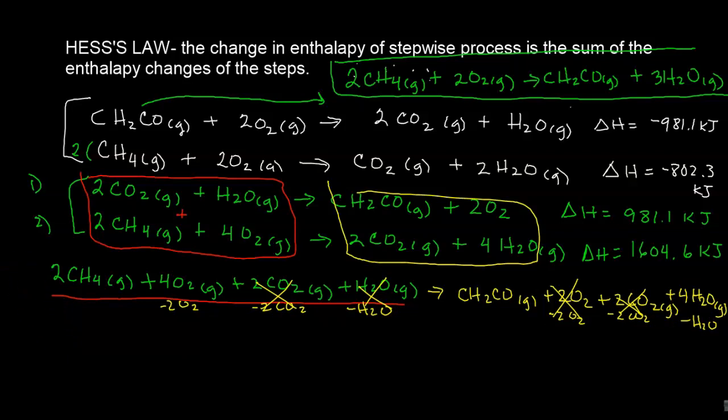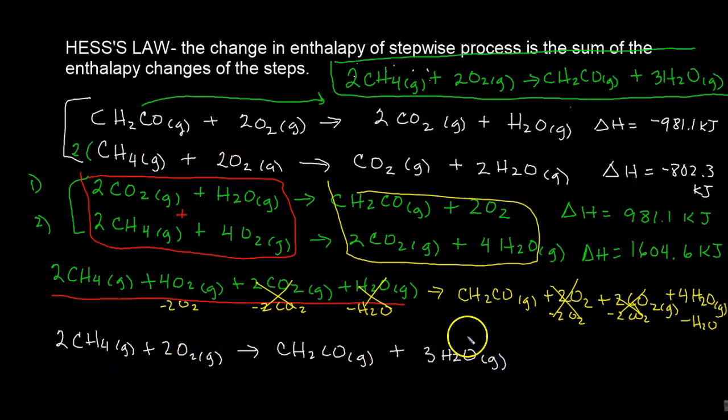So now let's rewrite the final results here. I have 2 CH4 gas. Okay, I have 4 minus 2, so that's going to give me 2 oxygen gas. Those canceled, those canceled. I've got CH2CO, which was the ketene we were looking for, plus, and 4 waters minus 1 water gives me 3 waters. And now compare that equation to what I was wanting. And if you'll notice, you have that equation, okay?